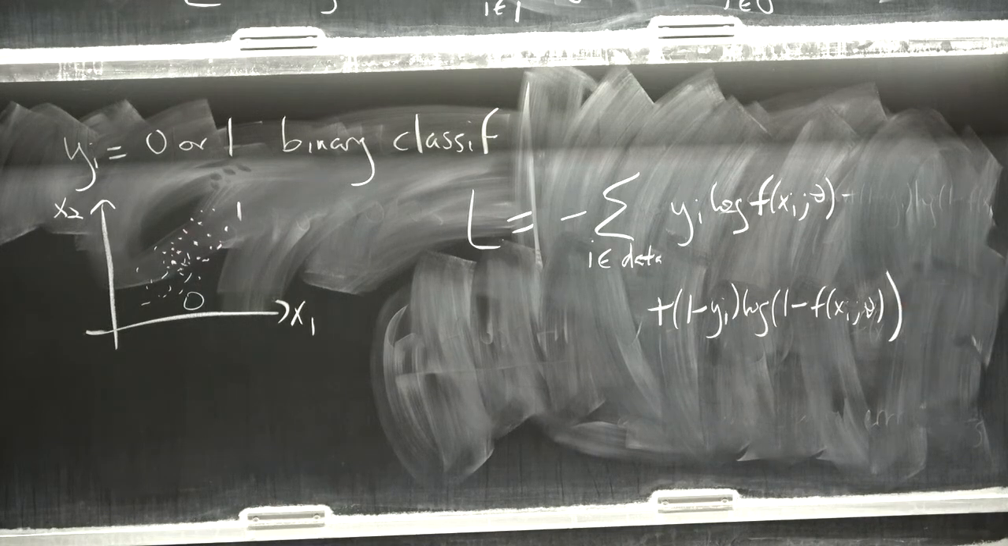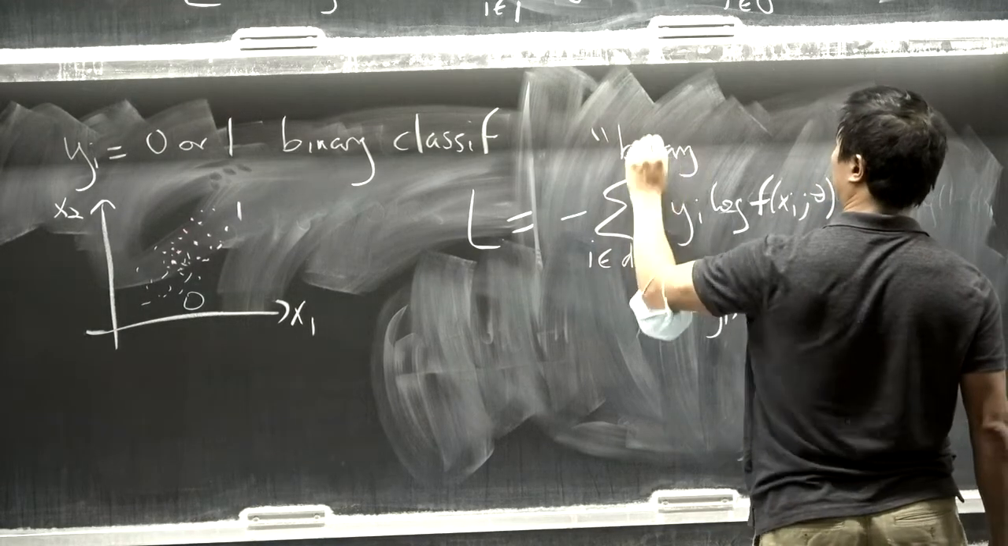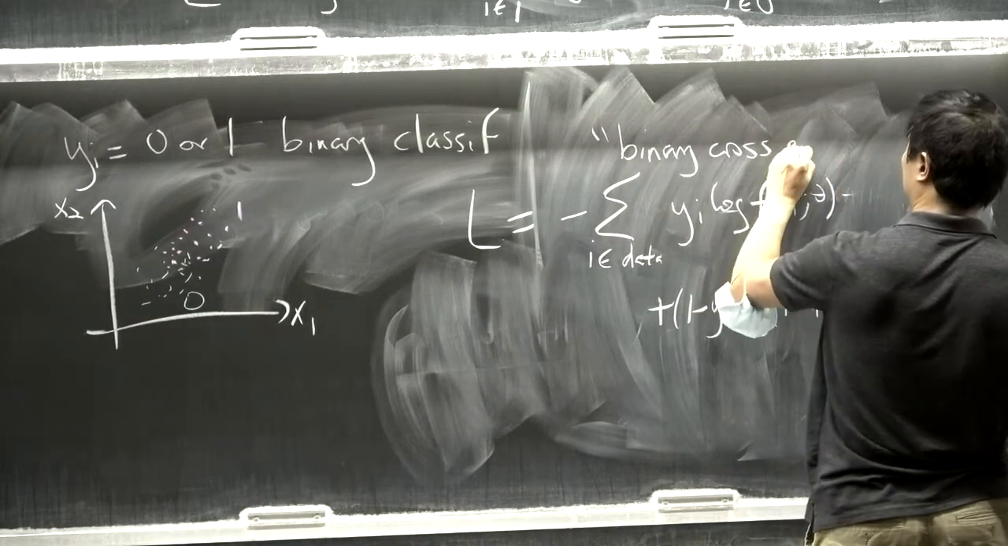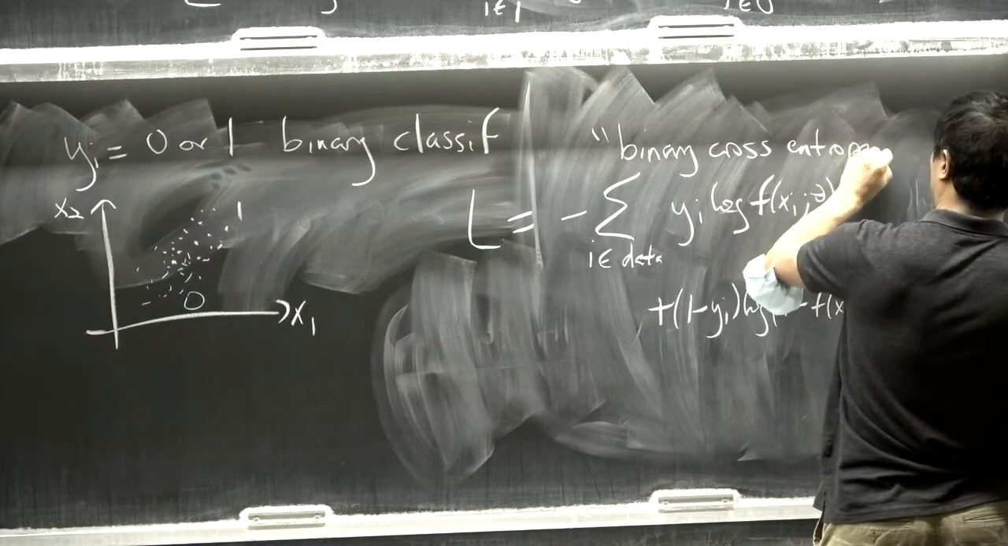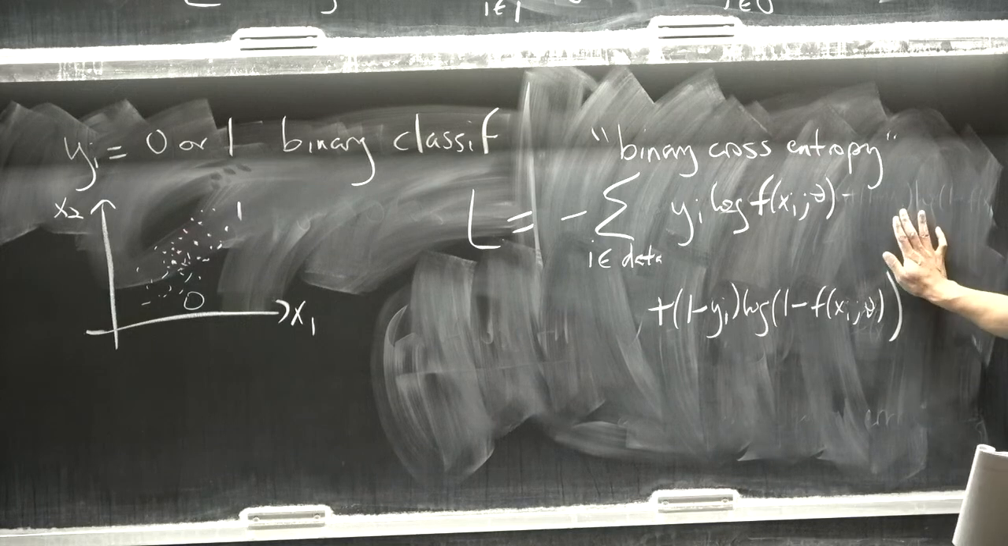This is called binary cross entropy, and this is the ideal or best loss to use for binary classification. You can see it's not the same thing as mean squared error. In fact, you can play around with it. I recommend it. If you use mean squared error to do binary classification, you will get, in general, a biased or suboptimal result compared to this.